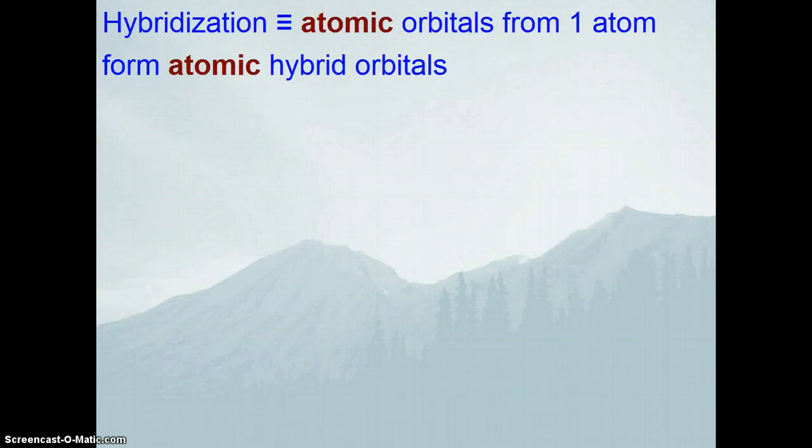Now molecular orbital theory is much more complex. Let us review that hybridization is when you take atomic orbitals from one atom and form atomic hybrid orbitals. So when we talk about an sp3 set of hybrid orbitals around the carbon atom, those sp3 hybrid orbitals are attached to an individual carbon atom, or an individual oxygen atom in water.